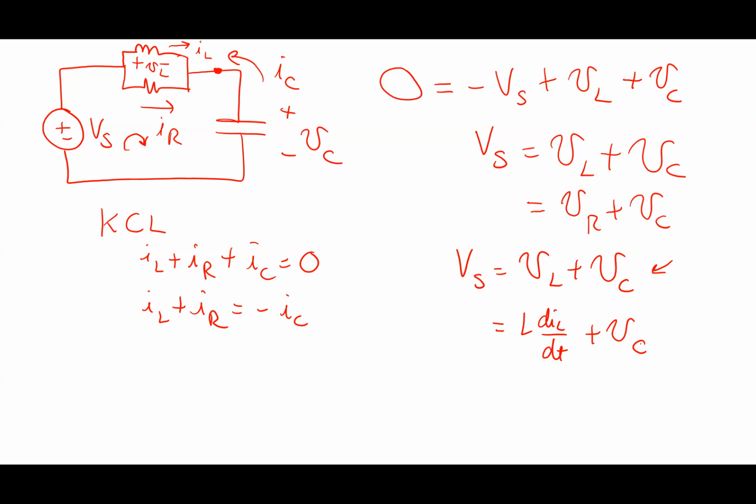Any way to make a link here? C in terms of its current. That wouldn't help me because I'm trying to get to a differential equation for the capacitor voltage. So I'm in good shape. I like having the capacitor voltage already there. IL I want to get rid of. How do I get rid of IL over here? How does the KCL help me?